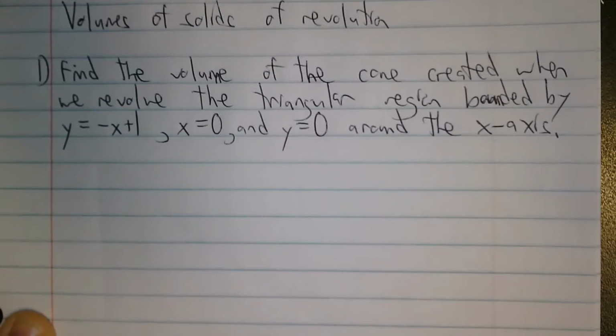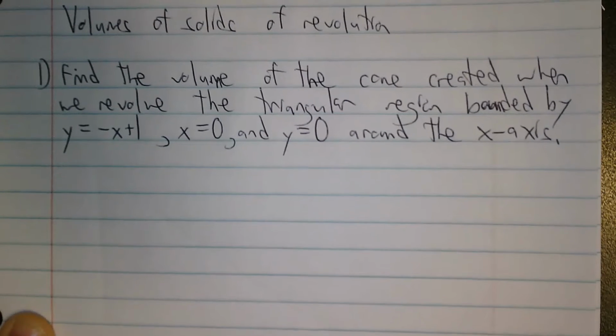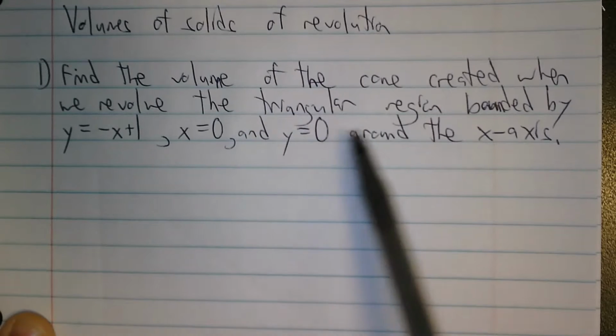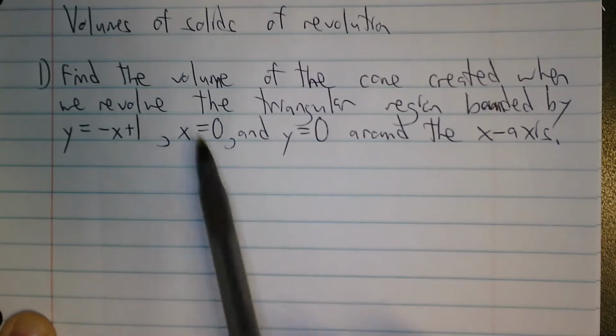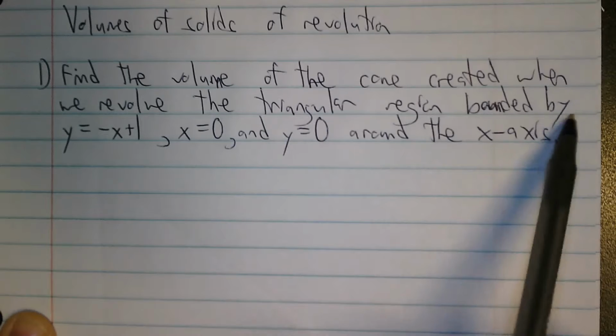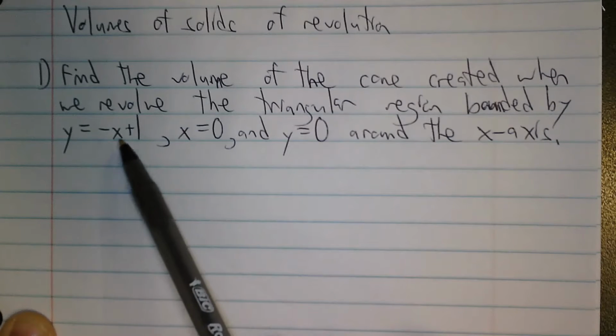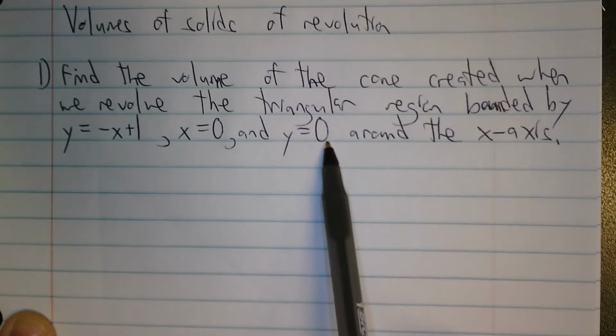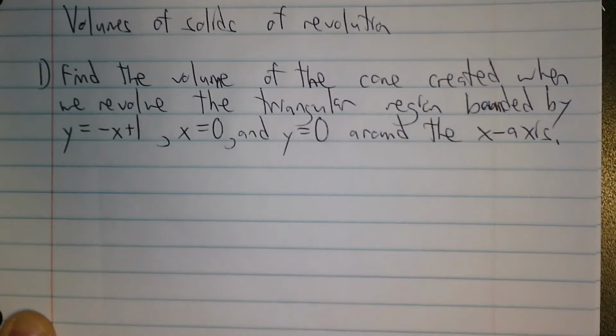All right, hey AP Calculus, we're going to do some volumes of solids of revolution problems. Here's the first example. Find the volume of the cone created when we revolve the triangular region bounded by y equals negative x plus 1, x equals 0, and y equals 0 around the x-axis.